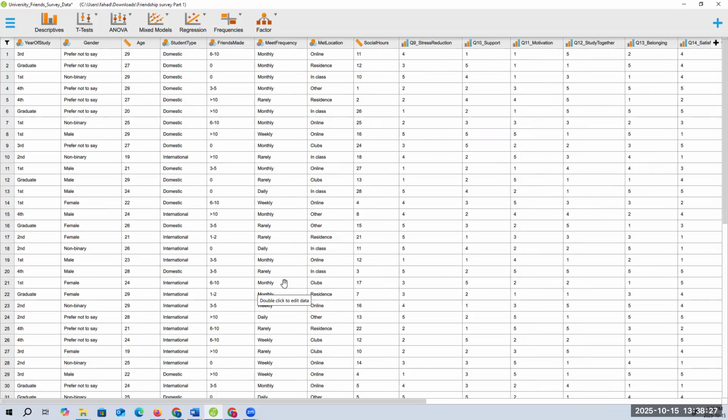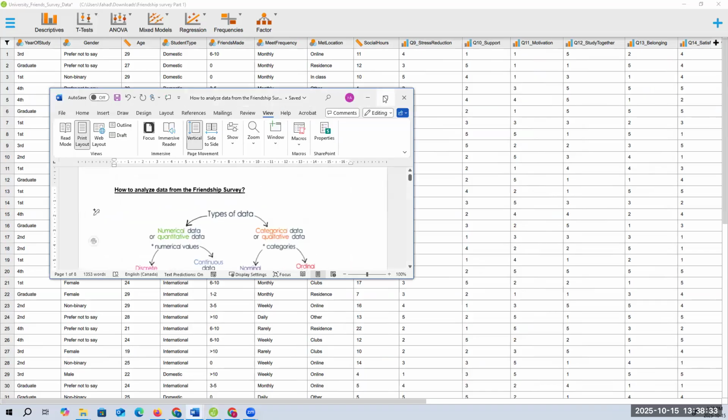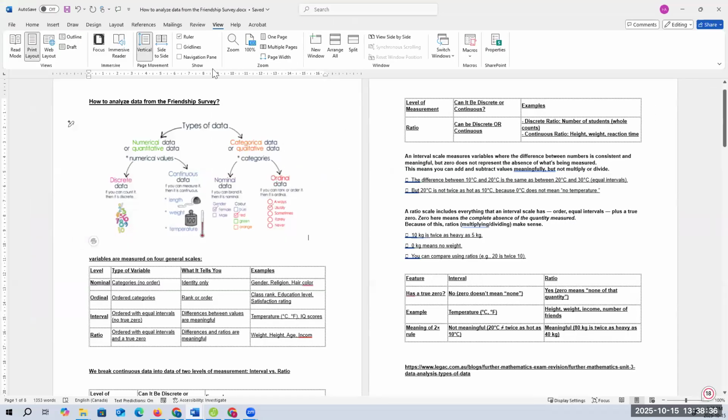Now, how do we analyze the data from the friendship data? Just as a review, the type of data we have is, in terms of the data, let me put this on one page.